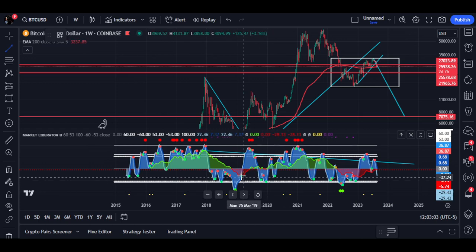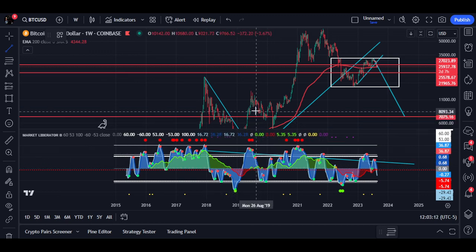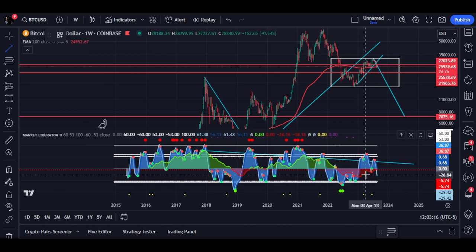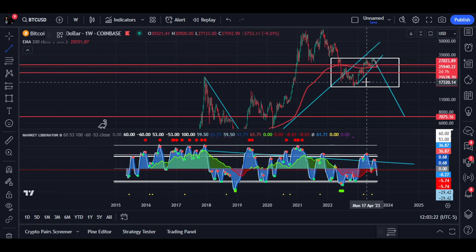Let's take this red money flow wave, and what happens when it hits the zero line? Oh, it was the top of the swing. Damn. I mean, what happens when it hits the zero line? It's the top of the swing. We broke trend. Look at that.